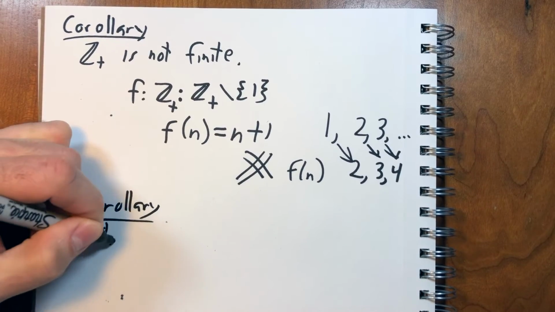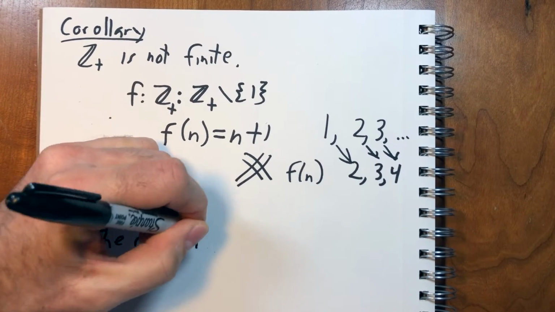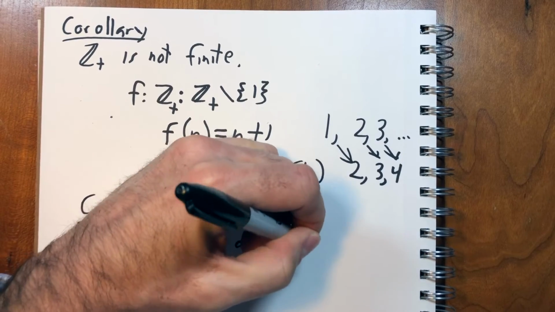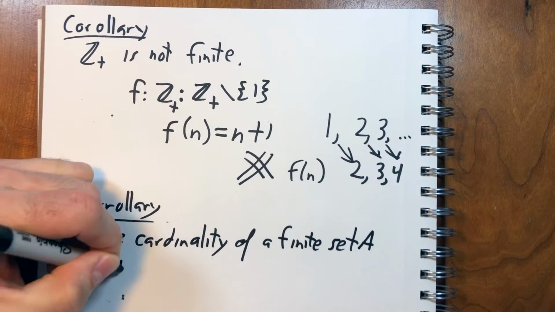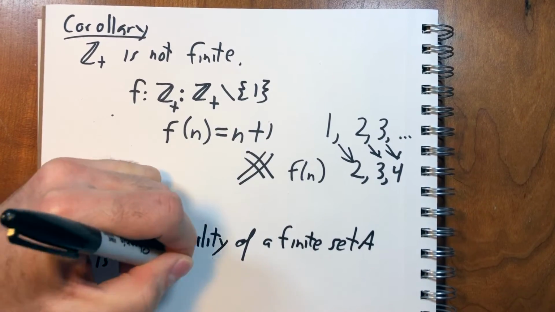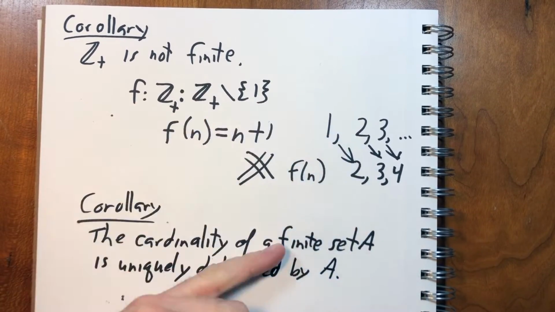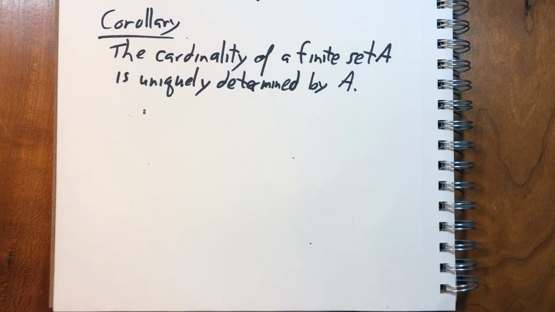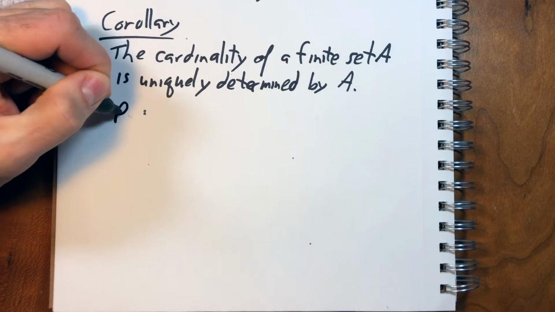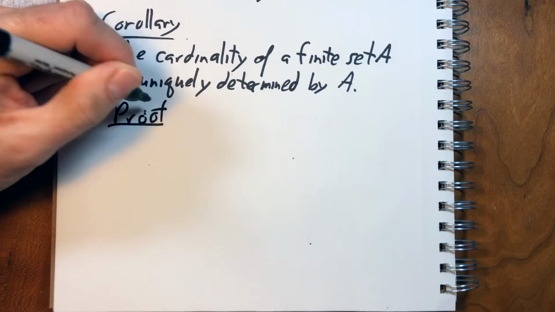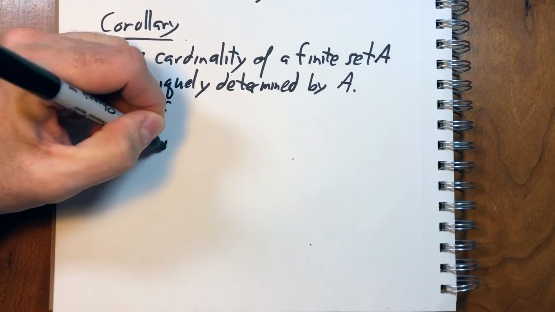Okay, so now here is the statement that we set out to prove when we started looking at finite numbers. The next corollary is that the cardinality of a finite set A is uniquely determined by A. Now, after all of that, we're in a position to prove this quite easily. Let m be less than n.